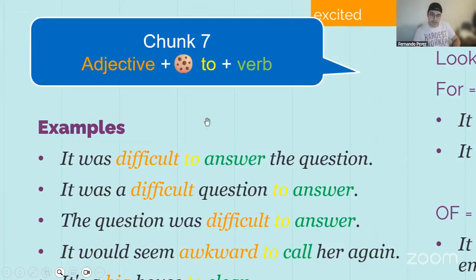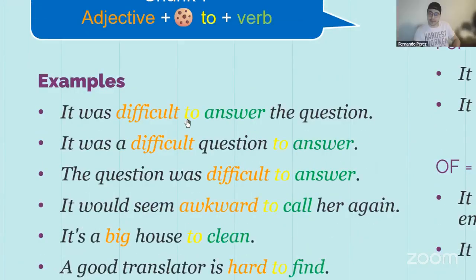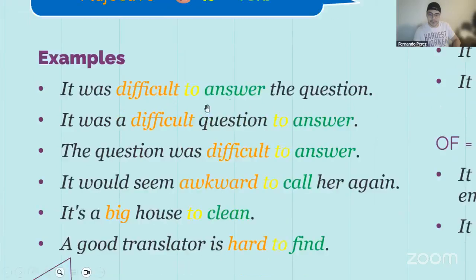The common mistake is it was difficult answering, with ing. I have heard that too. The correct way is using the connector to every time you have adjective and verb. This is the relation. Even when the order is different: it was a difficult question to answer.